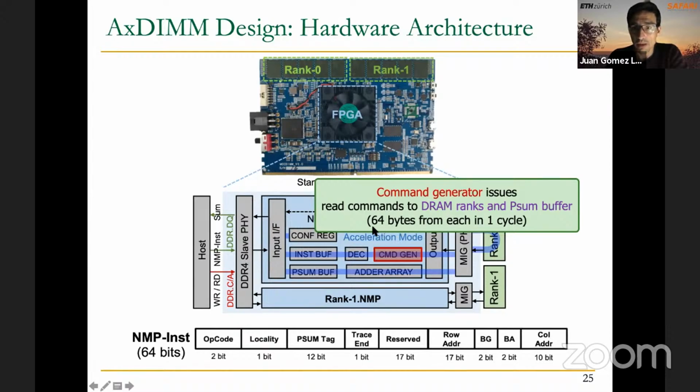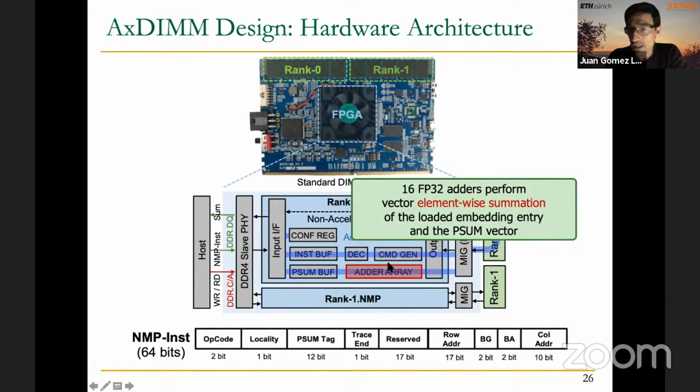In particular, the bandwidth achieved here is 64 bytes from each of these, either the rank or the PSUM buffer, in one cycle. And then in the other array, we have 16 32-bit floating point adders that perform the element-wise summation of the values coming from the embedding tables and the PIM vector. So these are the different components that take part in the internals of this FPGA.